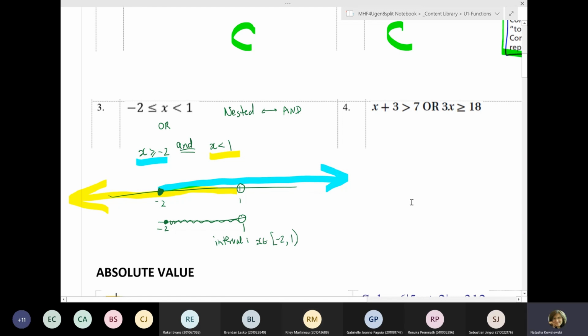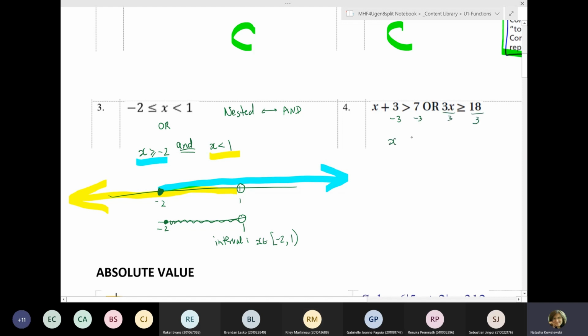Okay, so let's do the same type of thing, but what if we had the word or? First of all, if you don't have the inequality already solved, this one's already solved. You see how x is isolated? So then you have a few more steps before you actually start plotting it. So you would maybe subtract 3 from both sides here and divide by 3 here.